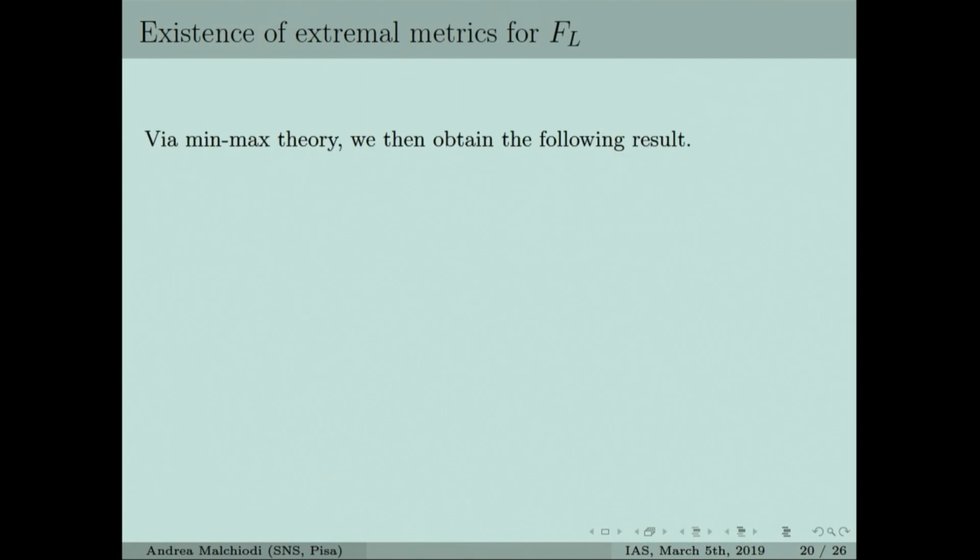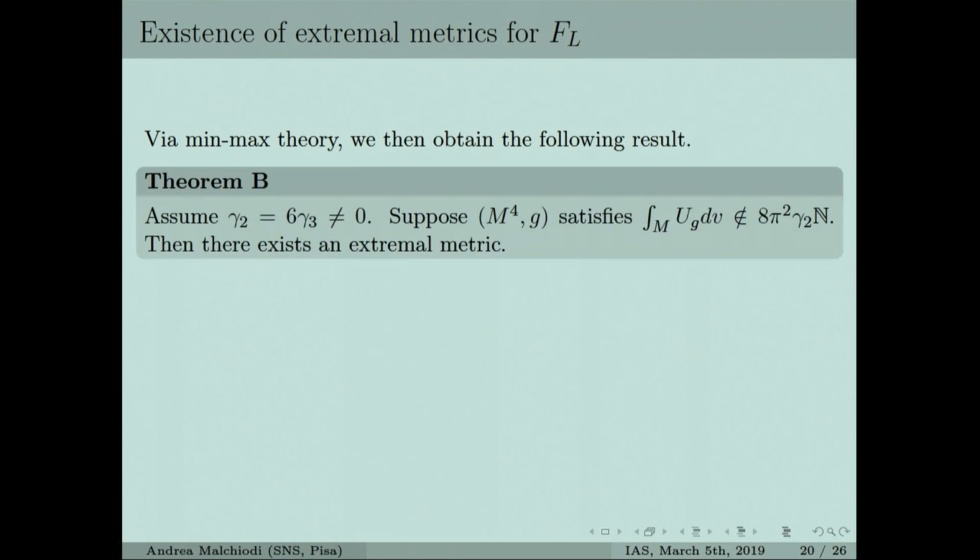Okay, so this leads via min-max theory to an existence result. So basically we remove the second assumption in Alice and Paul's theorem. Just suppose that the integral of the Q curvature is not a multiple of 8 pi squared, then we can find the existence of an extremal metric. It's no more minimal, it would be a saddle type solution.